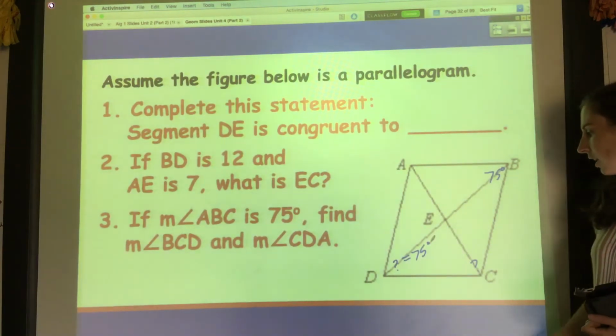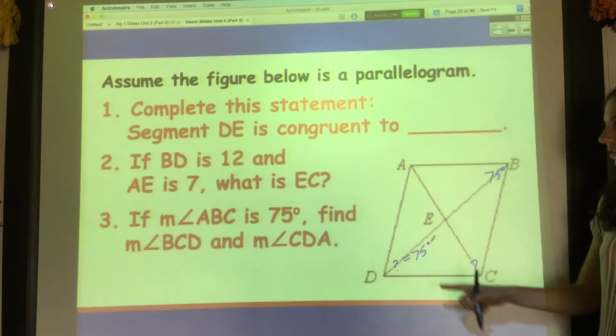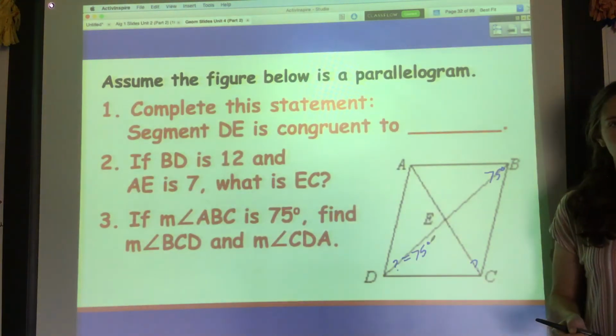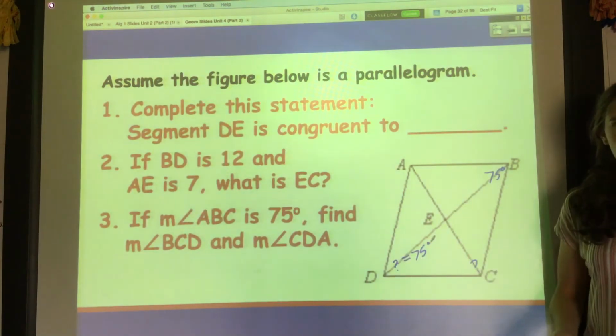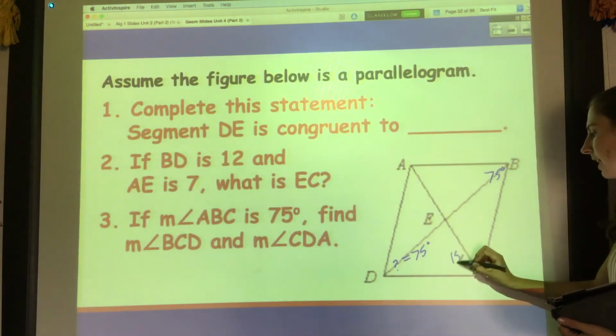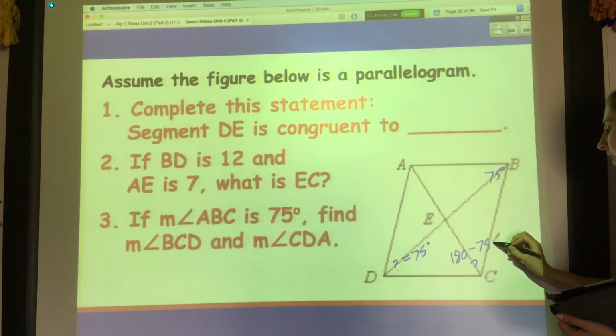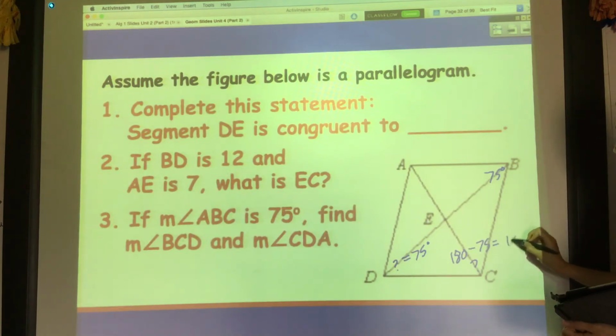And then remember, consecutive angles always add up to 180. They're supplementary. So these 2 and these 2 should both add up to 180. So if you do 180 minus 75, that leaves 105 degrees for angle C there.